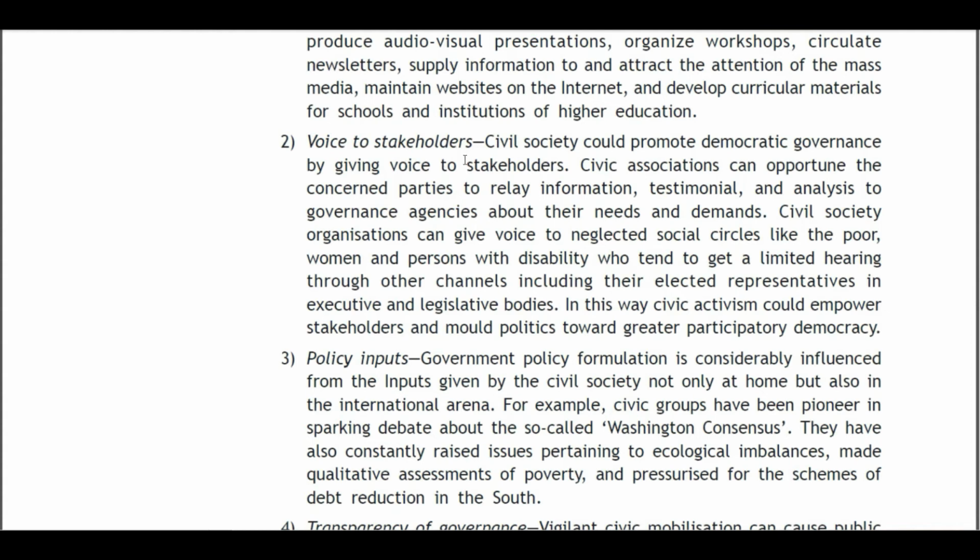2. Voice to stakeholders. Civil society could promote democratic governance by giving voice to stakeholders. Civic associations can enable the concerned parties to relay information, testimonials, and analysis to the governance agencies about their needs and demands. Civil society organizations give voice to the neglected social circles like the poor, women, and persons with disability who tend to get a limited hearing through other channels, including their elected representatives in executive and legislative bodies. In this way, civic activism could empower stakeholders and mold politics towards greater participatory democracy.